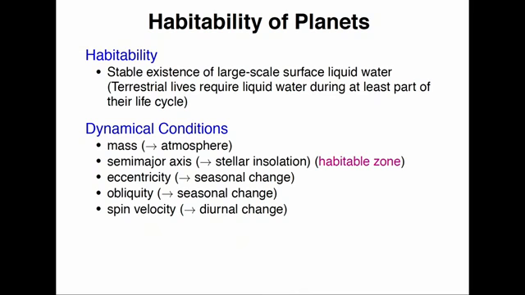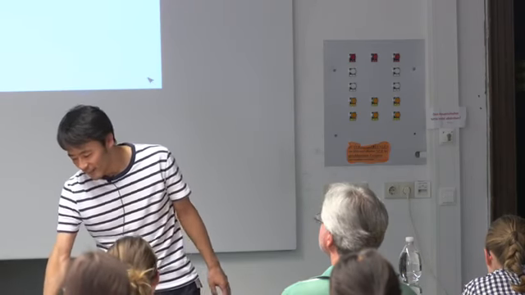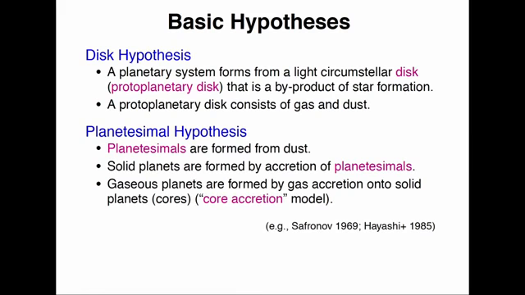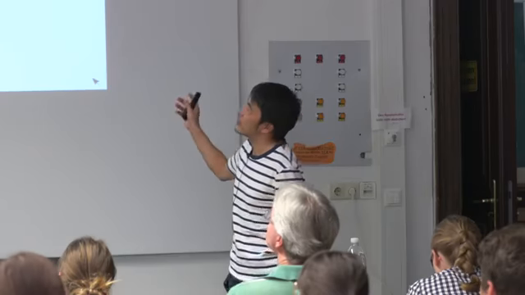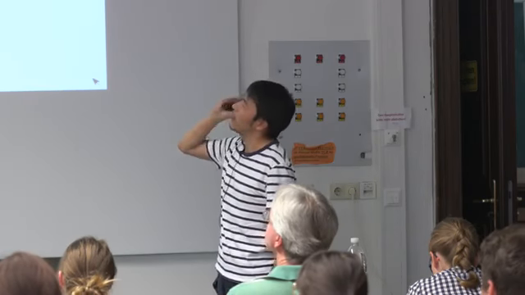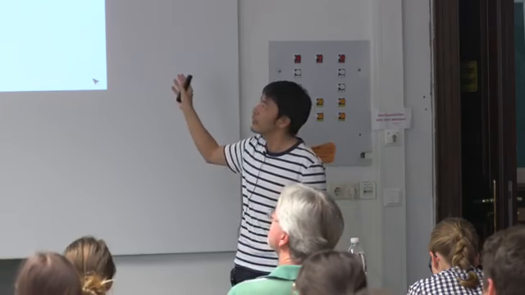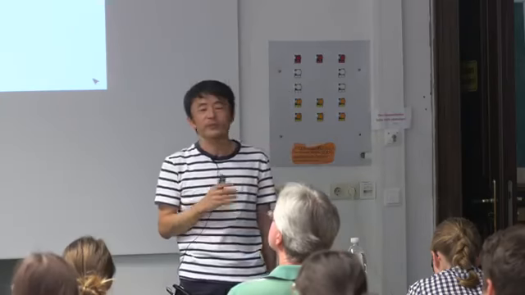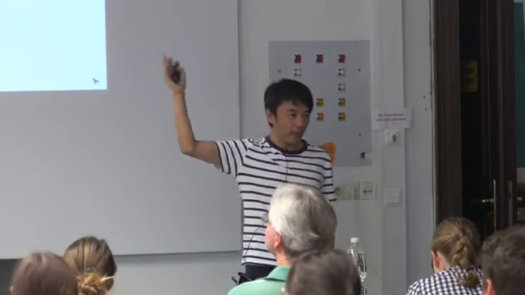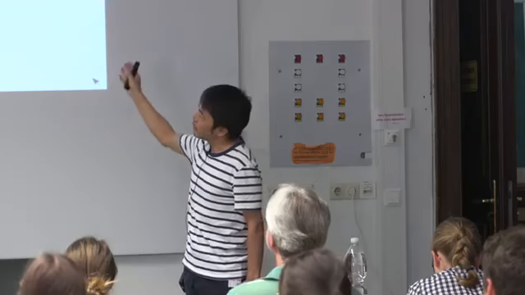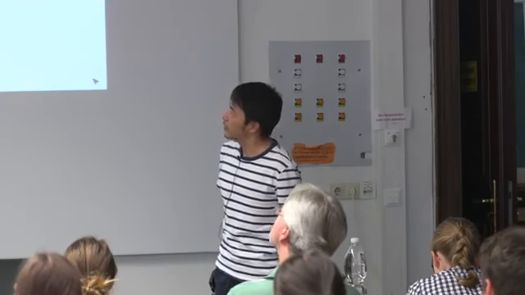Okay, so now let me introduce the standard formation scenario. But actually, we have already heard from Nadal, so let me briefly repeat that. Behind this standard formation scenario, there are two hypotheses. The first one is the disk hypothesis. We consider that a planetary system is formed from a light circumstellar disk, called the protoplanetary disk, which is a byproduct of star formation. And this disk has the same composition as the host star.